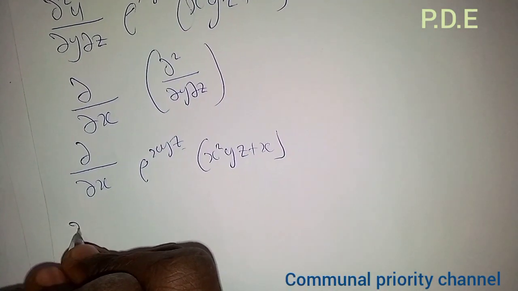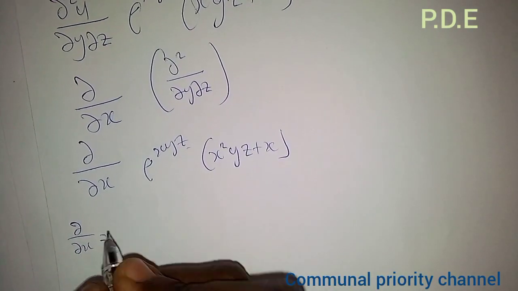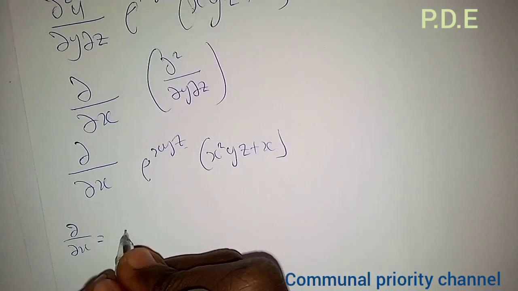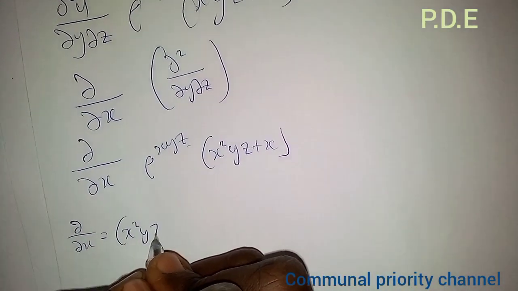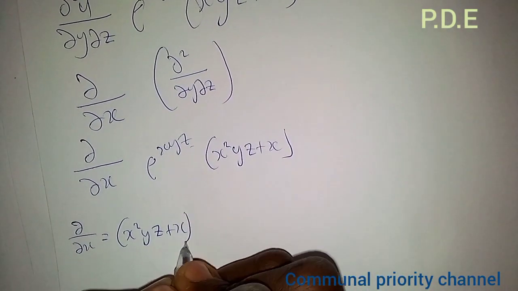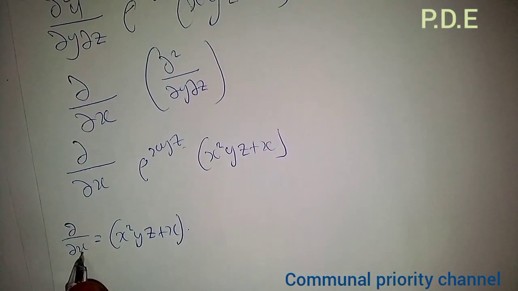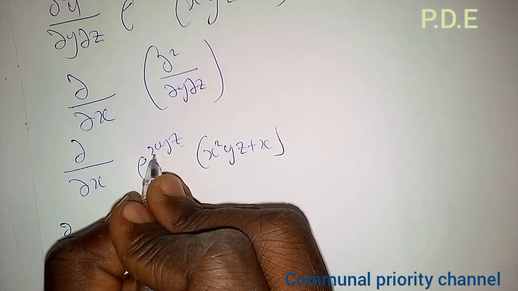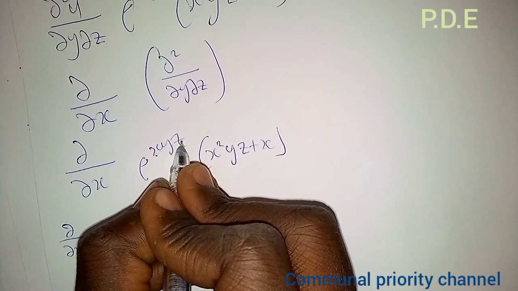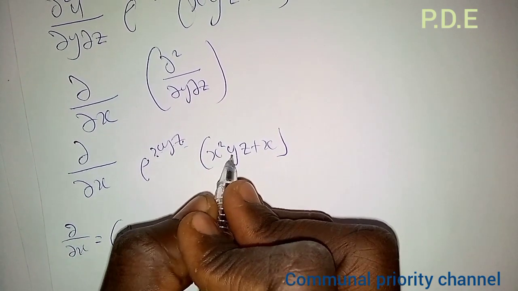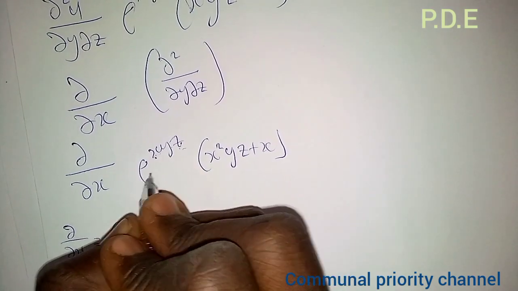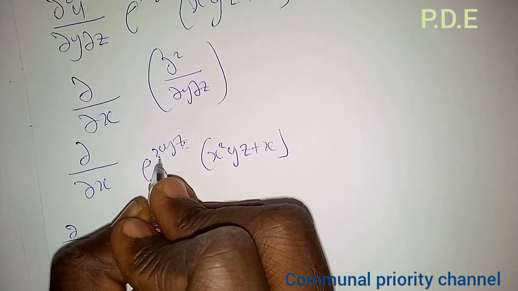So therefore this will be del over del x is equal to, keep this one as it is, which is x square y z plus x, multiplied by differentiation of this x. If we are differentiating in respect to x, therefore x is going to be 1. Then we are left with y and z. Because if we are differentiating in respect to y, we are left with x and z. If we are differentiating in respect to z, we are left with x and y.